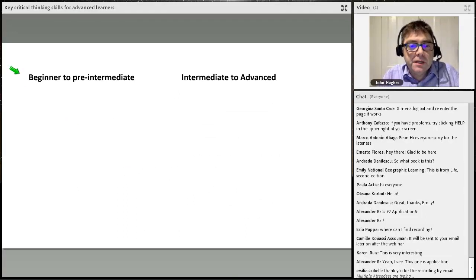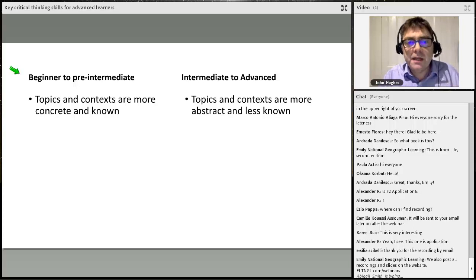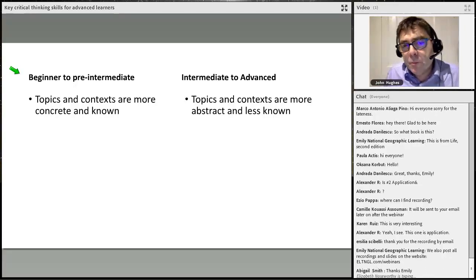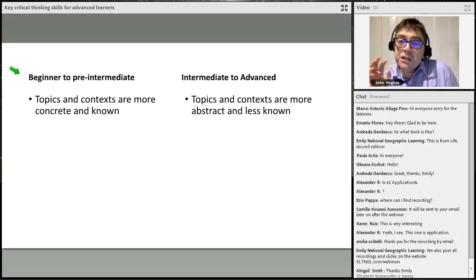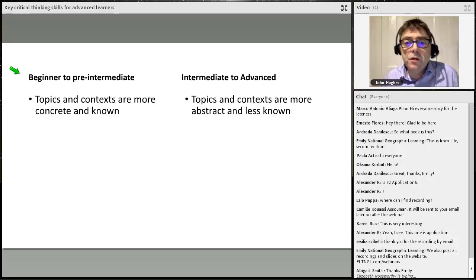With beginner to pre-intermediate students, we can use topics and context which are concrete and known. So we can have topics like sport, food, free time activities, those kinds of topics. With intermediate to advanced, topics and context can be much more abstract. We can use more authentic texts. We can introduce topics that the students don't know much about, so that they are talking about topics which they really have to think about more deeply, and they have to learn something new about the subject.